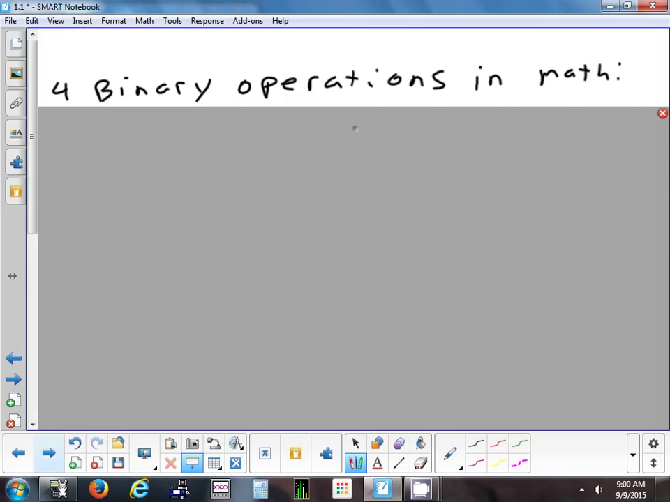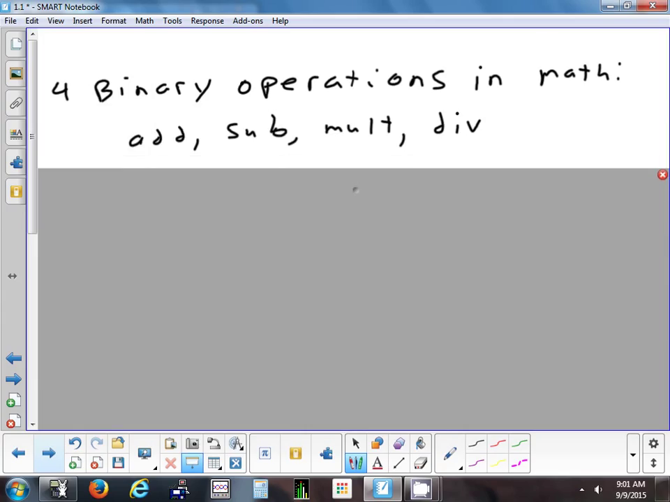Okay, so in math we have 4 basic binary operations. A binary operation is an operation that you need to have 2 things to do it. For example, if I said I want you to add the number 4, well, add it to what? You got to have 2 things in order to do any of these operations. That's not true for all operations. Square root's an operation, you only need 1 number. I could say take the square root of 4, and you could do that. You don't need anything else.